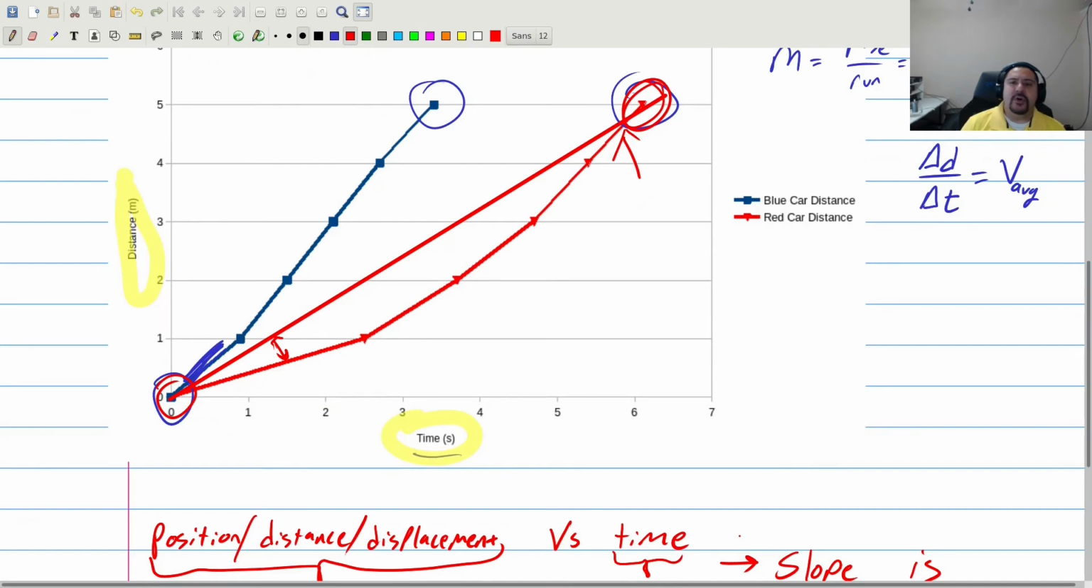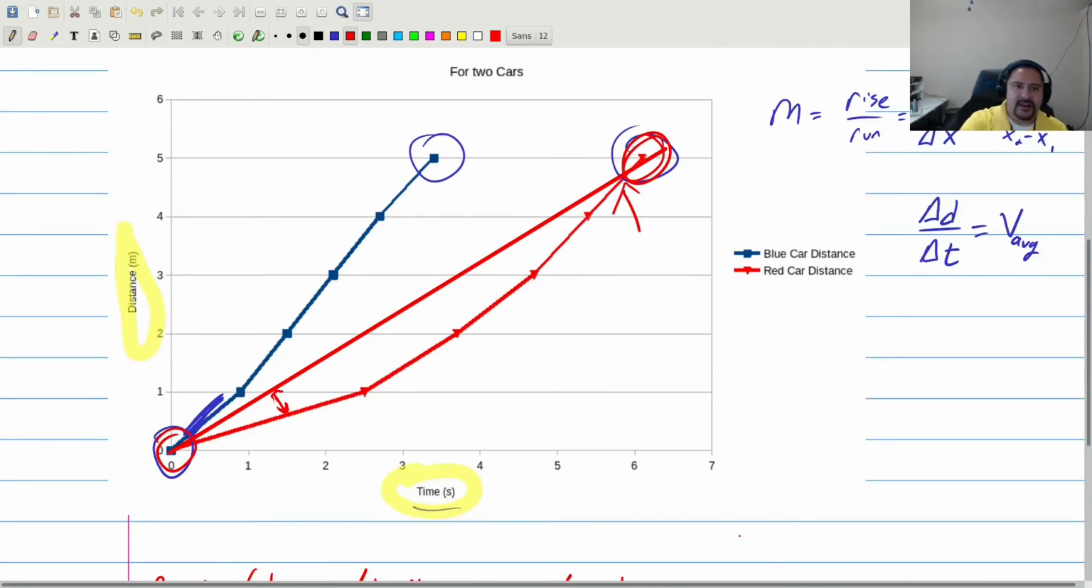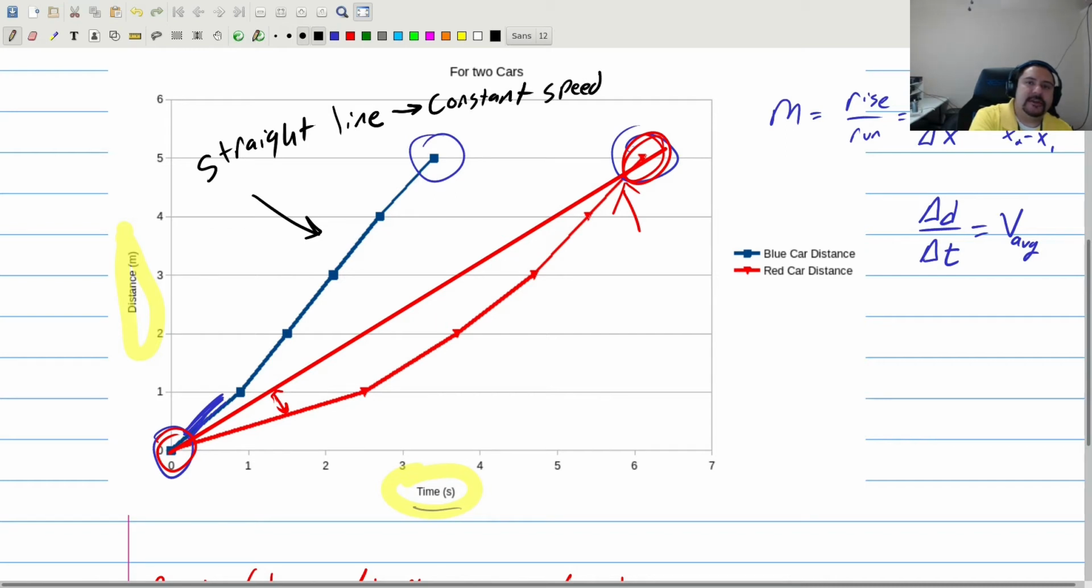But there's another thing I wanted you to notice about this graph. And yeah, I know it's kind of a mess right now, but take a look at it. This is basically a straight line. The straight line indicates that this blue car, the remote-controlled car, was moving at a constant speed, or a constant velocity. It was pretty much going at the same speed the entire time.